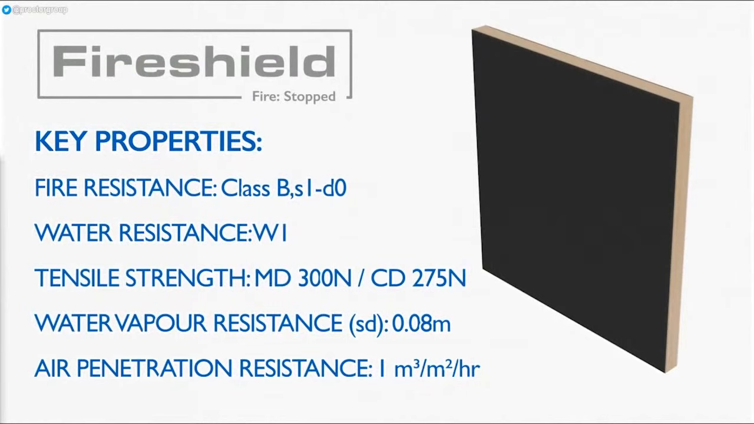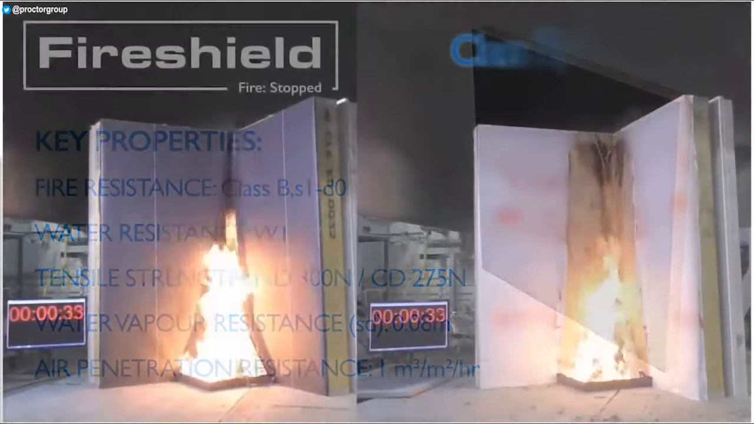In addition to offering good vapour permeability, weather resistance and air barrier performance, the fire shield membrane uses a unique intumescent surface composition to actively restrict the development of flame. It achieves a Class B S1D0 fire rating. However, in practice, its performance in response to fire development is dramatically different.